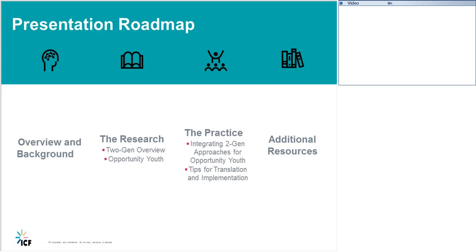We like to give a roadmap on where we're going to go in the next hour. We'll start with an overview and background of our relationship with CAP, move on to the research around 2Gen and opportunity youth, and then on to the practice on what's emerging in the field. At the end of the presentation, we like to end with some key takeaways that we call tips for translation. Then hopefully I'll be able to do a brief demo of the Self-Sufficiency Research Clearinghouse. If you have questions throughout the presentation, go ahead and submit them through the Q&A box, and we'll get to them at the end.